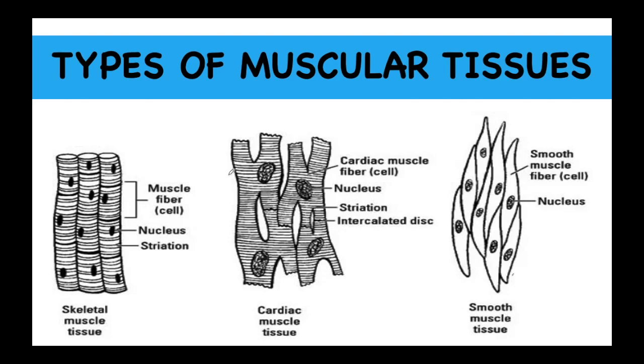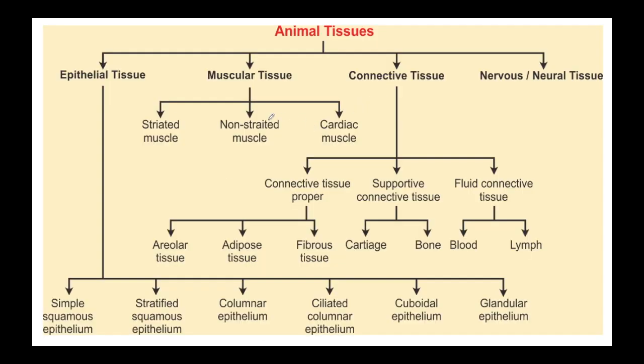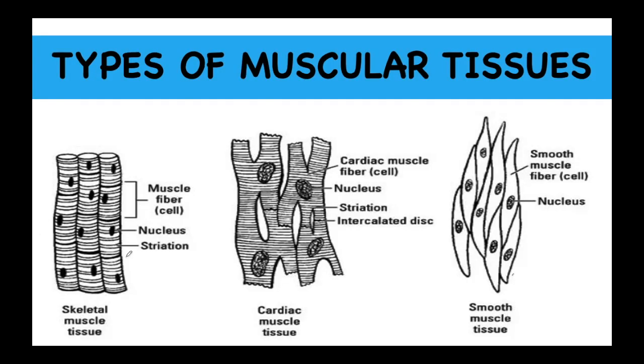Now moving on to the muscular tissues. Before going forward, let's revise this chart. Muscular tissue is divided into three types: striated muscle, non-striated muscle and cardiac muscle. Let's discuss in more detail. This is skeletal muscle tissue, this is cardiac muscle tissue, and this is smooth muscle tissue.